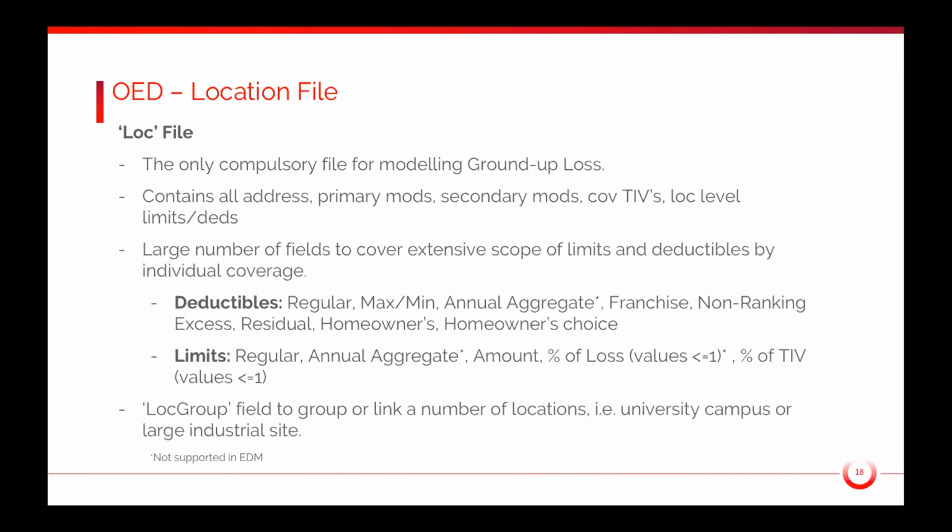And so there's, like I said, a large number of fields to cover an extensive scope of these deductibles, and I've listed the different limits and deductibles here. You go from your regular to max min, and then there's some more niche ones, for homeowners and things like that, and then some of your standard limits. So we do actually account for annual aggregate limits, percentage of loss, percentage of TIV. And also in the location file, there is a lot group field, which is quite good to use for reporting purposes. So you can group or link a number of locations together if you need to.